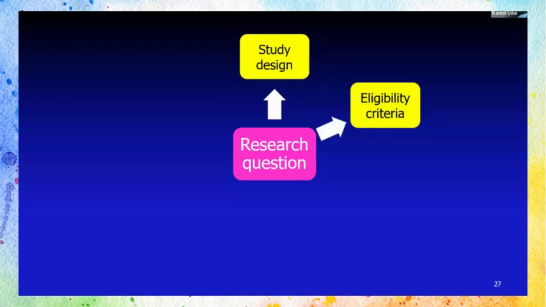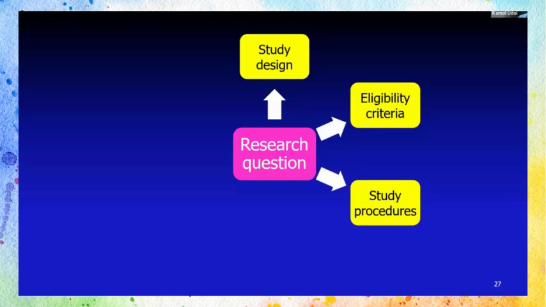Research question will determine your eligibility criteria. Which subjects you will enroll into your research project will be determined by your research question. Research question will determine study procedures: what you are going to do with your subjects, what variables you are going to measure, when you are going to measure them. All these are determined by research question.